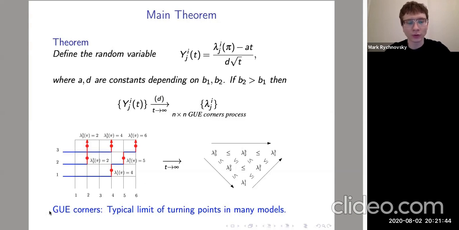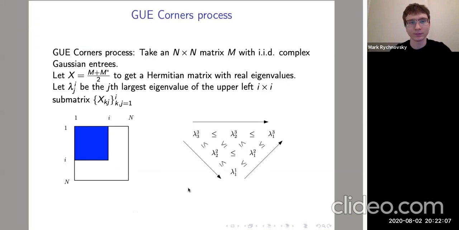And the GUE Corners process is the typical limit for turning points in a variety of statistical mechanics models. It's what you would guess should happen if I just told you that the conjectural phase diagram were true. So in some sense, we're confirming the conjectural phase diagram in a neighborhood of this turning point. And just to be explicit, we'll also define the GUE Corners process.